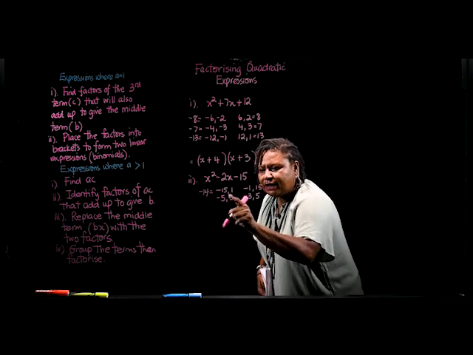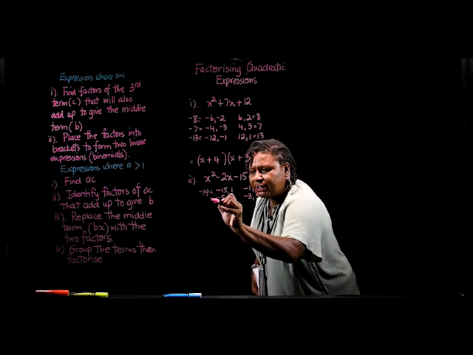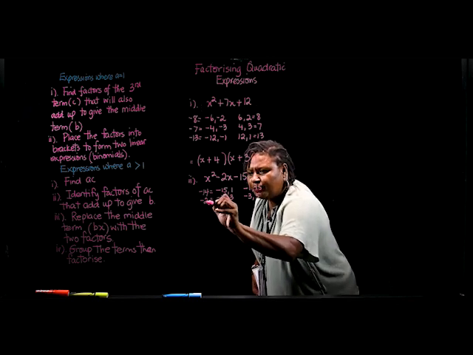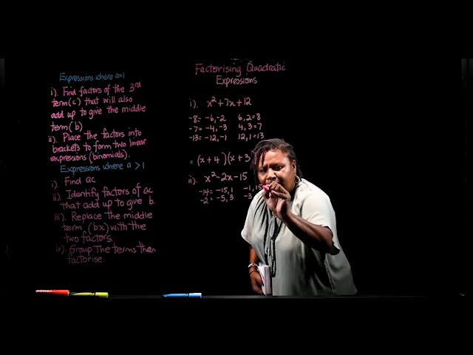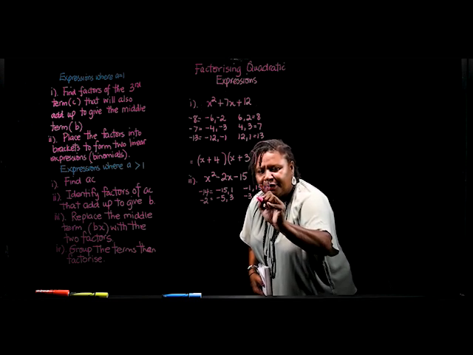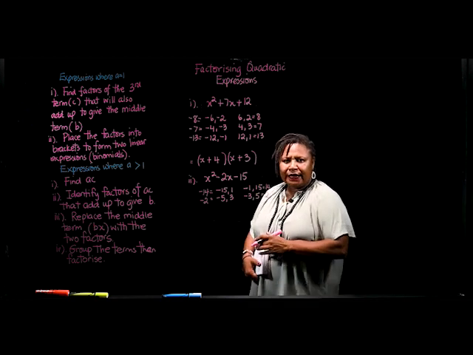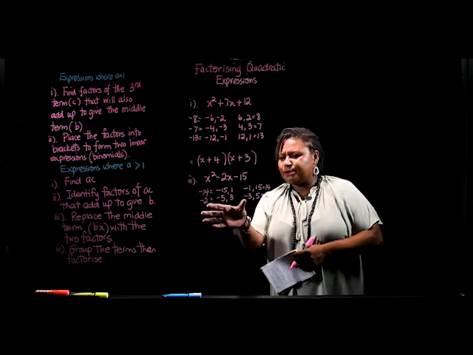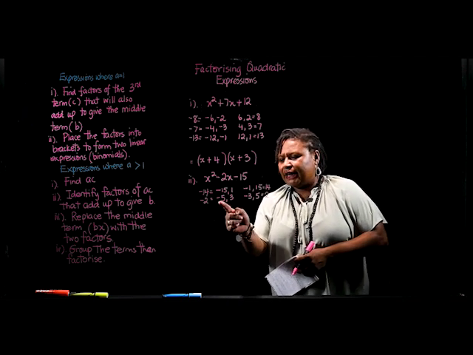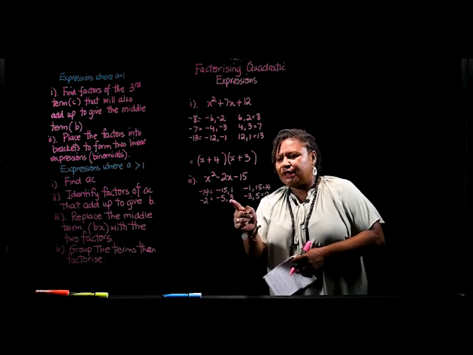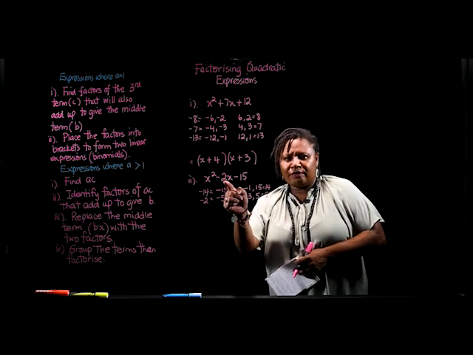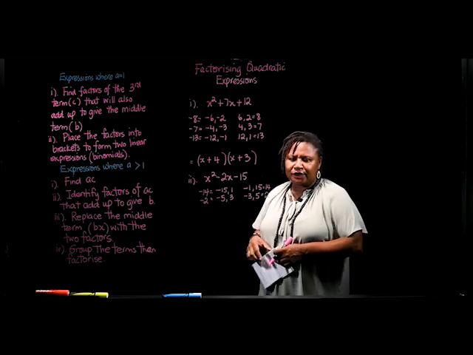Negative 5 plus 3 will give us a sum of negative 2. Negative 1 plus 15 will give us positive 14. And negative 3 plus 5 will give us a sum of 2. Okay? So from our factors, we can see that if I add negative 5 and positive 3, I will get a sum of negative 2, which is the middle term.